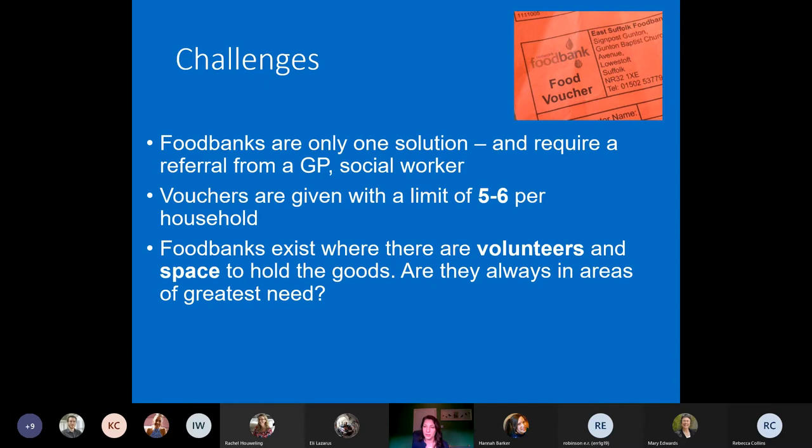But again, we can't measure that. So there's no indication of what the scale of food insecurity is in the country, because we're not measuring it regularly and not everyone's using food banks. The vouchers are also limited.